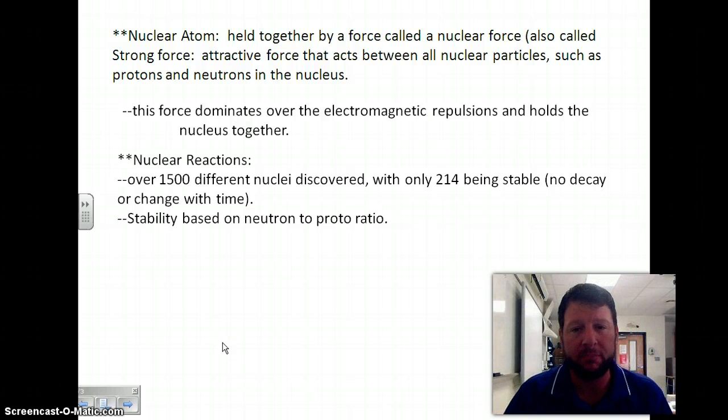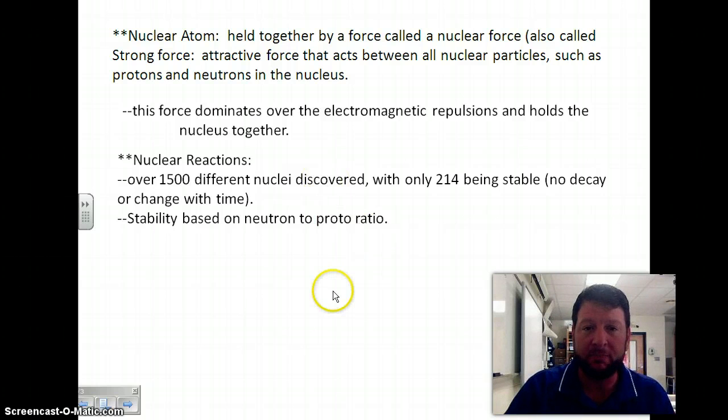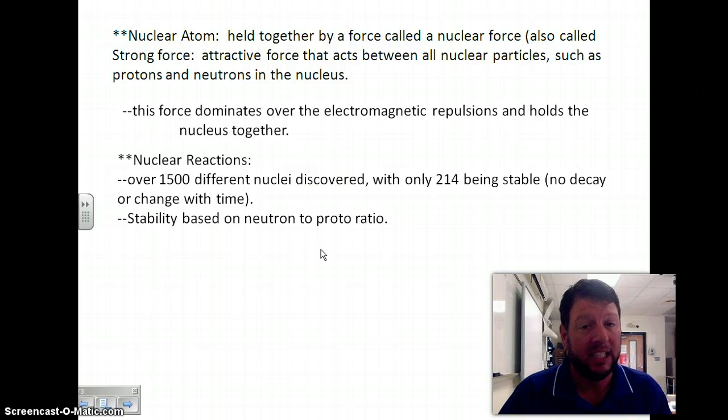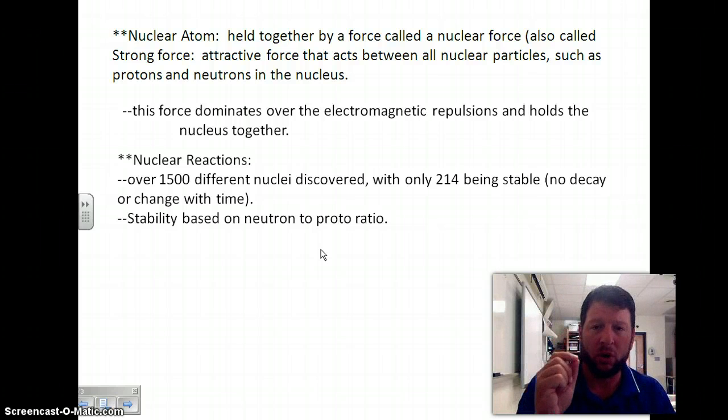Okay? What causes stability? How am I going to know if something is stable or not stable? It's all based on a neutron to proton ratio. Remember what a ratio is. It's a comparison of one item to another item. For every 2 hydrogens, we have 1 oxygen. That is a ratio. Okay?